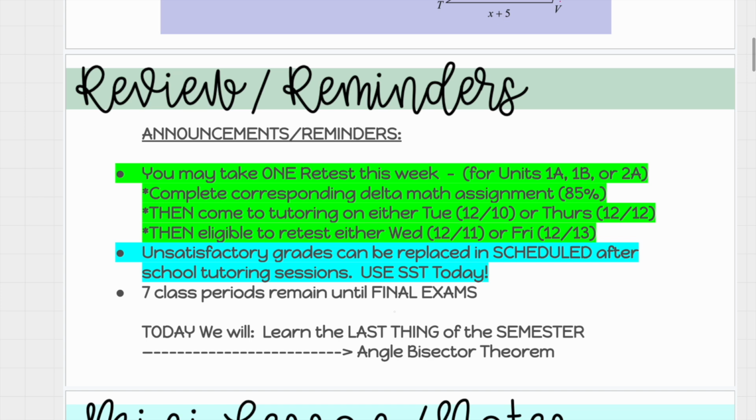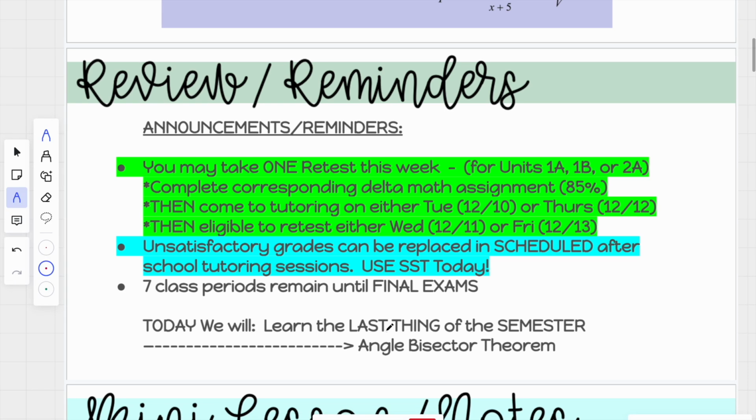And then you're eligible to retest Wednesday or Friday after you've done your tutoring. You've done the Delta, you've done your tutoring assignment, and then you're ready to retest. And as always, you can replace unsatisfactory grades. Make sure you sign up for SST. And we only have 7 class periods, including today, until final exams.